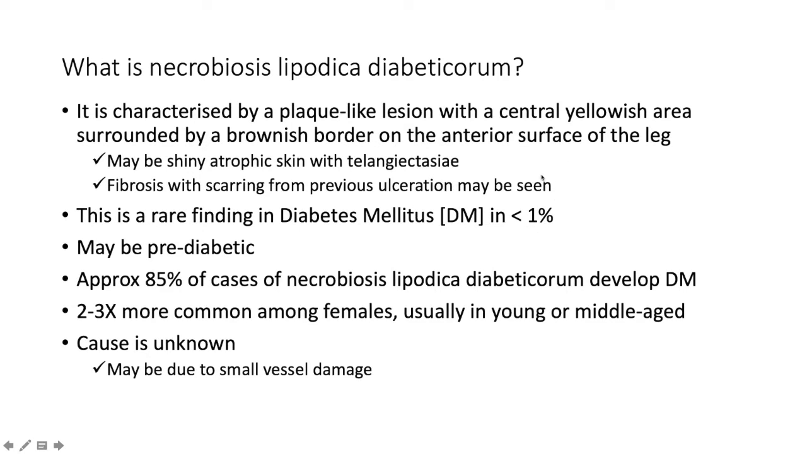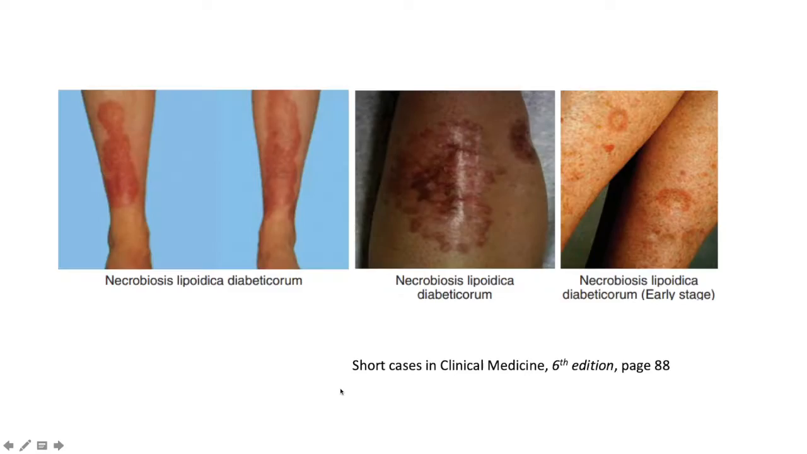It is a finding in diabetes in under 1%. It may also herald the start of diabetes. It may occur in pre-diabetic patients. Approximately 85% of cases of necrobiosis lipoidica diabeticorum develop or go on to develop overt diabetes mellitus. It is 2 to 3 times more common among females, usually among the young to middle-aged. The cause is largely unknown. We do not know what causes it, but it is postulated to be due to small vessel damage.